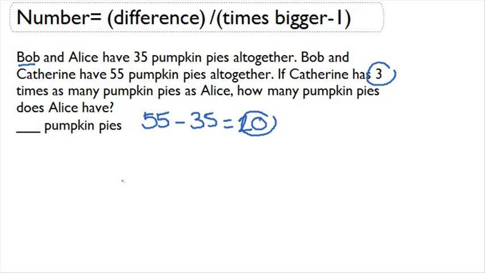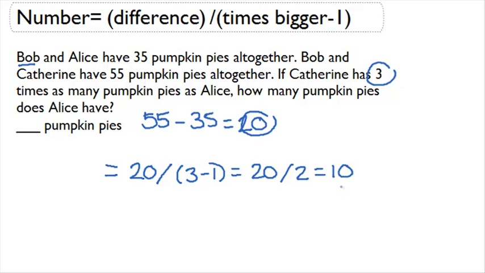So let's set up our formula. The number we're looking for is equal to 20, which is the difference, divided by the number of times bigger, which is 3, minus 1. This is equal to 20 divided by 3 minus 1, which is 2, which is equal to 10. So, how many pumpkin pies does Alice have? Alice has 10 pumpkin pies.